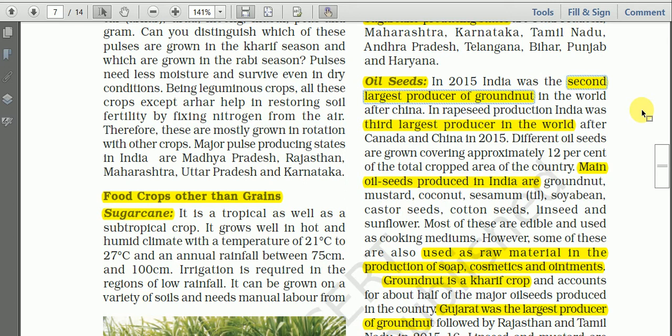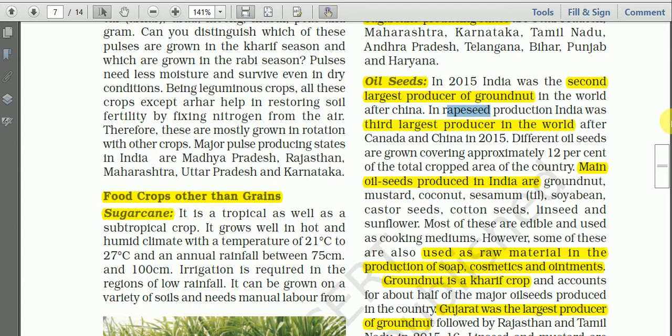After China. And in the production of rapeseed, another type of oil seed, India was the third largest producer in the world after Canada and China in the year 2015. So for groundnut, India stands second in the world after China, and for rapeseed, India stands third after Canada and China.